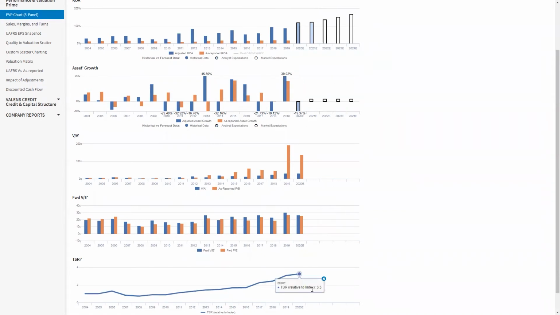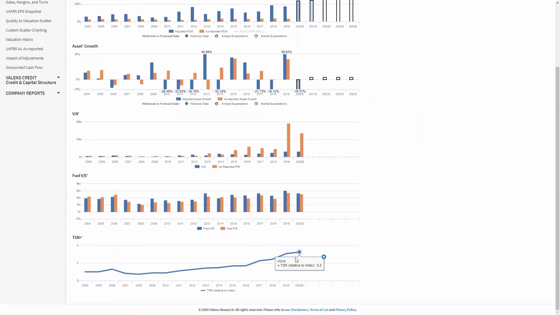This last chart here is TSR relative to the market. What does that mean? Total shareholder return is the total return that an investor who bought the stock would get between capital appreciation, the stock rising, and dividends, how much you actually get in income in your pocket. The combined of those two gives you your TSR. And so TSR relative to the index, what does that mean?